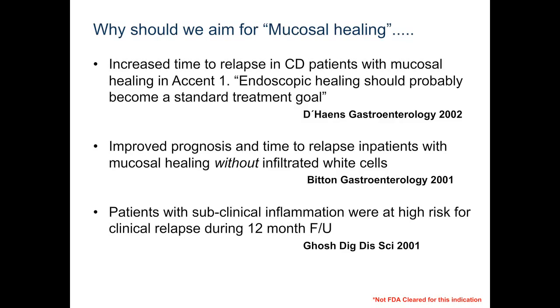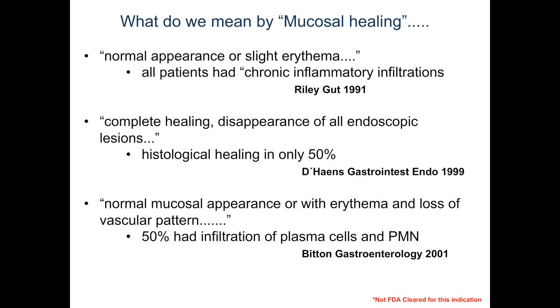Bitton out of Canada said that there was improved prognosis and time to relapse in patients with mucosal healing without infiltration of white cells, that being complete histological healing. And Gosh, who used to work also in Canada, found that patients with subclinical inflammation were at high risk for clinical relapse during 12 months follow-up if they had slight inflammatory activity.